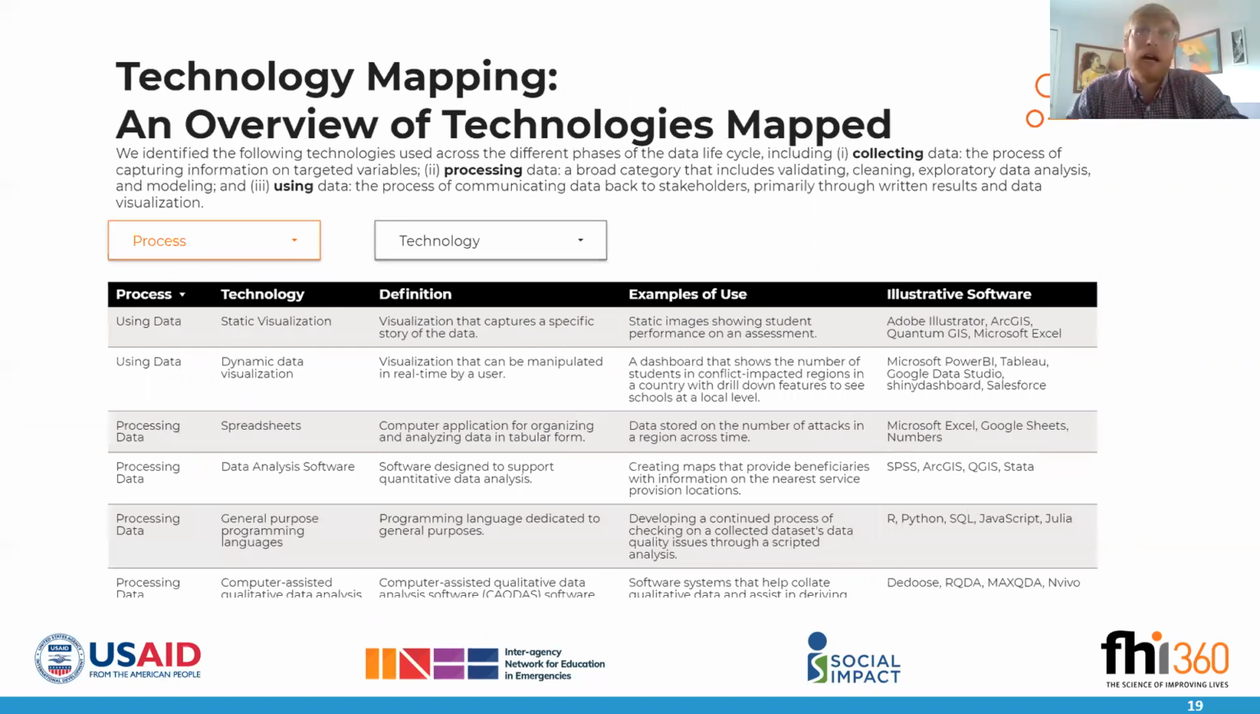So this technology mapping was a key result of our work, and I want to quickly share a page of the dashboard that we will be sharing later that provides a nice tabular overview of all of our results. As you can see, we identified a number of illustrative software. For example, using data static visualization, we have a definition: visualization that captures a specific story of the data. We have some examples of use and some software: Adobe Illustrator, ArcGIS, Quantum GIS, Microsoft Excel. There are a total of 42 unique technologies included in our database currently, which we will discuss further when we're sharing our dashboard.